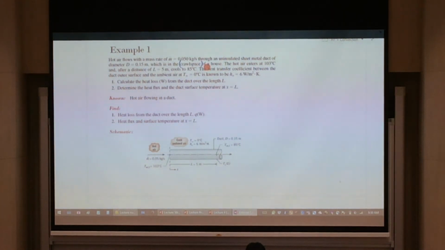So hot air enters at 103 degrees Celsius and it exits at 85 degrees Celsius. The length of the pipe that we are concerned with is 5 meters. And the heat transfer coefficient outside the duct is 6 watt per meter square Kelvin. And that ambient temperature is at 0 degrees Celsius.